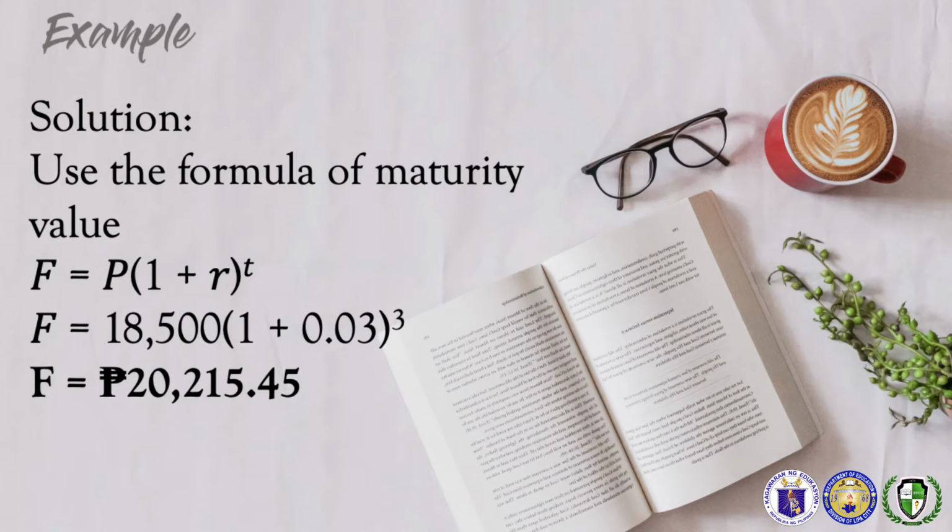Using the formula of maturity value in compound interest, which is F is equal to P times the quantity 1 plus R raised to T, we will obtain 18,500 times the quantity 1 plus 0.03 raised to 3. And the answer is 20,215 pesos and 45 cents.